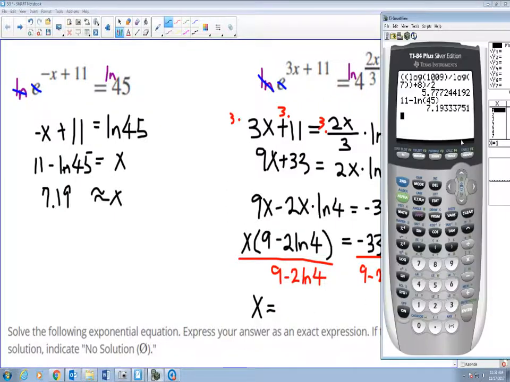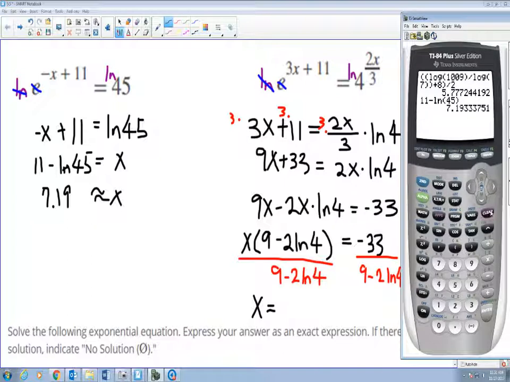I'm gonna see what the decimal is. So this is gonna be negative 33 divided by the 2 terms in the denominator. I'm dividing, so put it in parentheses. 9 minus 2 times natural log of 4. Close parenthesis for natural log of 4. Close parenthesis for my denominator. To 2 decimal places will put me at negative 5.30.